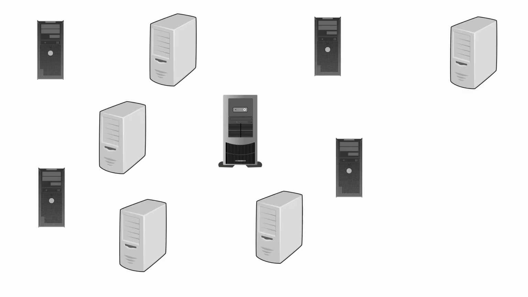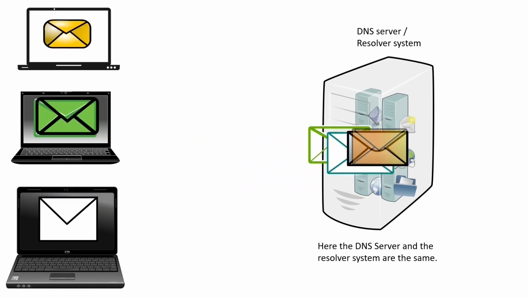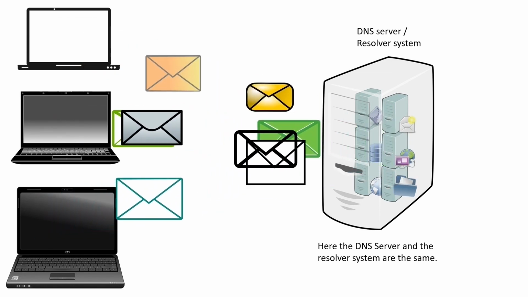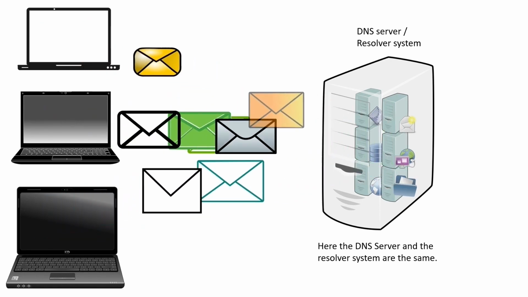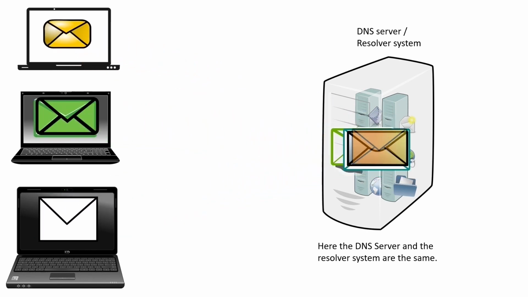For example, the Internet, the largest computer network, uses thousands of DNS servers. If a network has only one DNS server and does not use external DNS servers, the role of the resolver system and the DNS server is the same. In this situation, network computers can directly communicate with the DNS server for name resolution. Since the DNS server directly resolves queries, it also works as a resolver system.